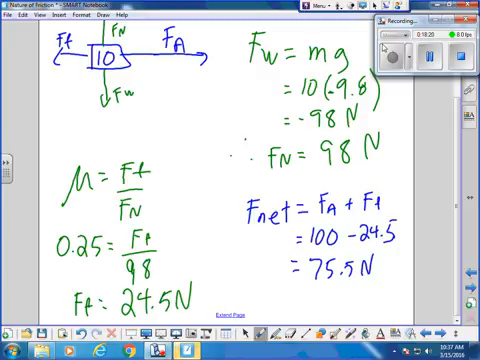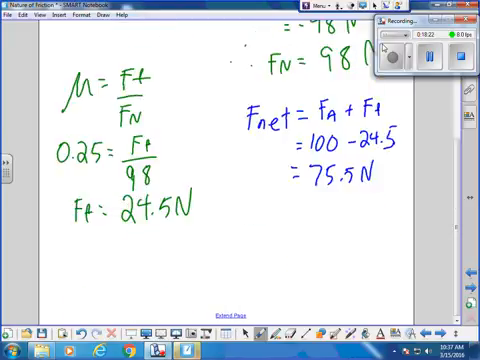And I definitely need more room on this page. Now I can find my acceleration. F net is equal to ma. 75.5. I sure wish they didn't put this thing so low. What's the mass? 10?